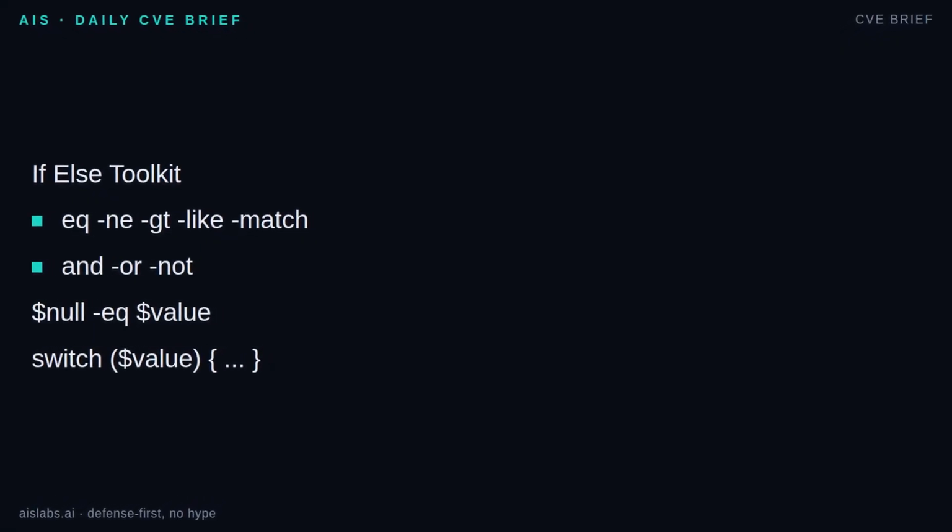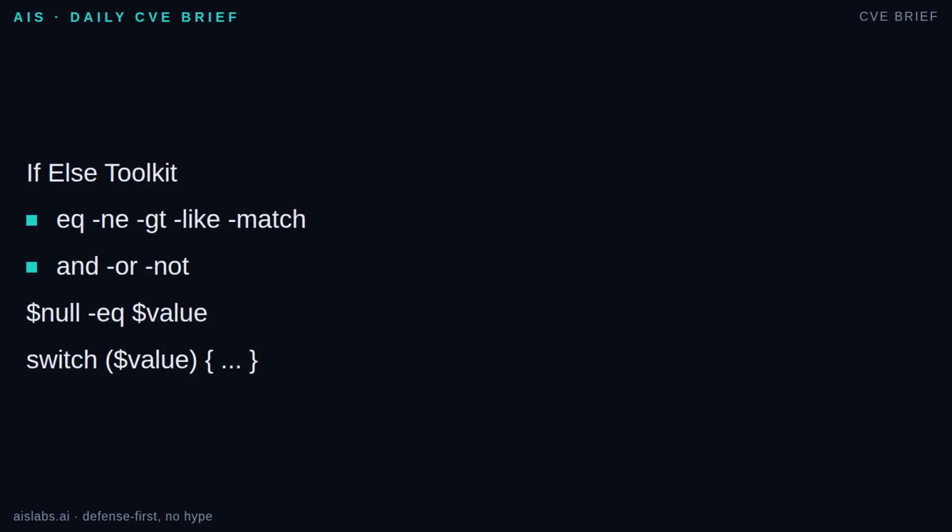For exact comparisons, use -EQ and -NE. For numbers, dates, and sortable values, use -GT, plus its siblings -GE, -LT, and -LE when you need them. For text patterns with simple wildcards, use -like, as in name -like SQL*. For regular expressions, use -match, as in message -match failed|error. Combine tests with -and and -or, and reverse a test with -not. Always put $null on the left side: $null -EQ $object. That avoids a famous bug when the right side is a collection. If you have many named branches, switch is often clearer than 20 elseifs.